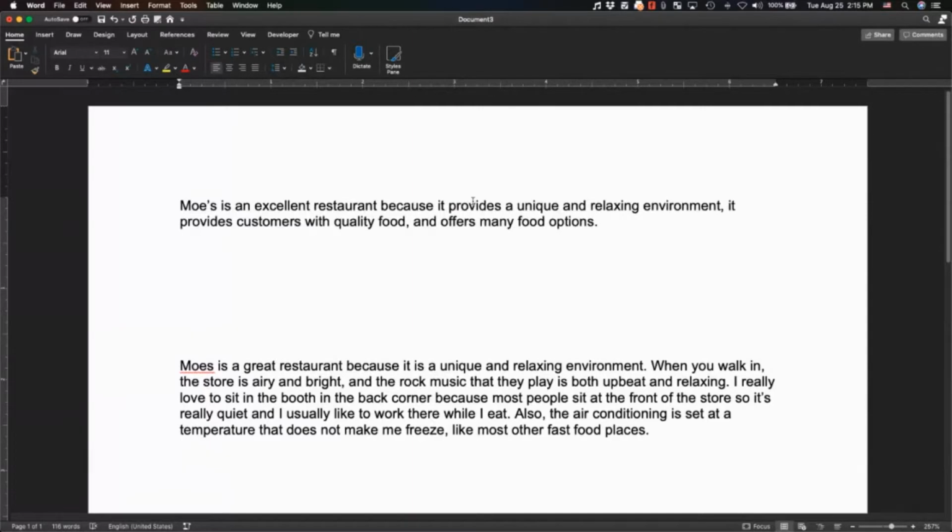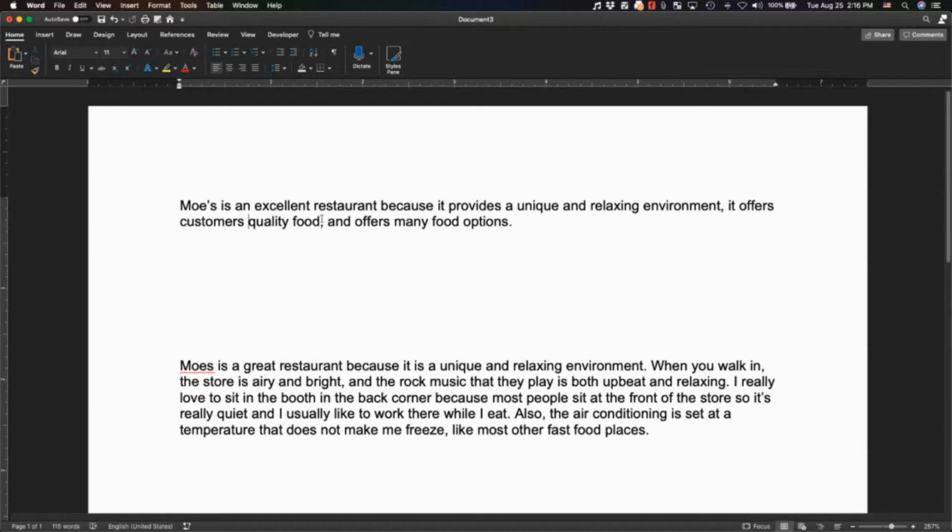So now our thesis statement is Moe's is an excellent restaurant because it provides a unique and relaxing environment. It provides customers with quality food and offers many options. All right, I like it except for the fact that I say provides twice. So let's tweak that. So we can say it offers customers quality food. So we take out with.